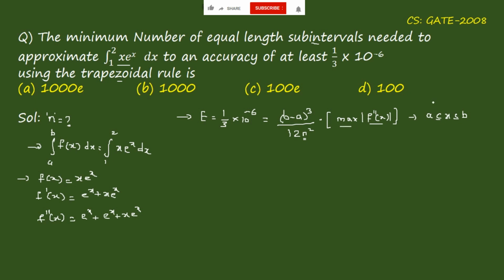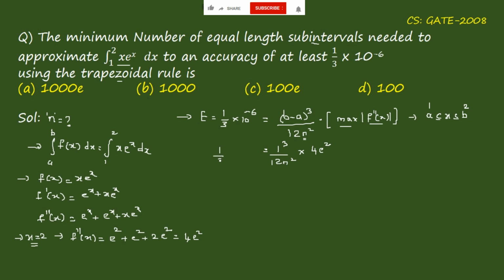So we need the maximum value from a to b. A is given as 1 and b is given as 2. So from 1 to 2, when is the value of f double dash of x maximum? If you substitute the value as 2, we get the maximum value. So f double dash of x at 2 is e square plus e square plus 2 into e square, which is equal to 4 e square. Now b minus a is 2 minus 1, so it becomes 1 cube by 12n square into the maximum value we got as 4 e square.